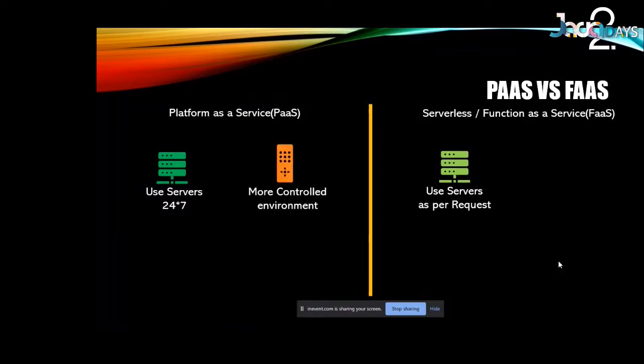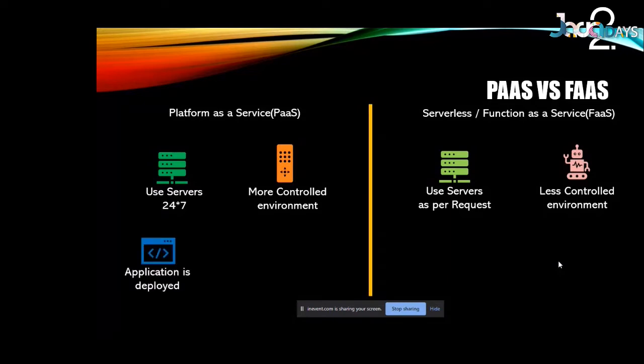Here we say it is a more controlled environment because scaling up and scaling down is in your hands. But here that is not the case. It's not at all a controlled environment. If there is no request, it will scale down to zero. If millions of requests come, it will scale accordingly. And clouds are efficient at doing that.